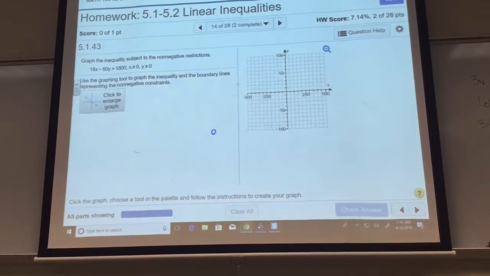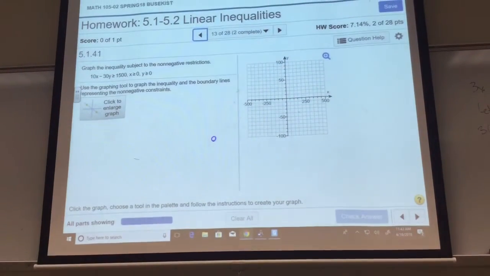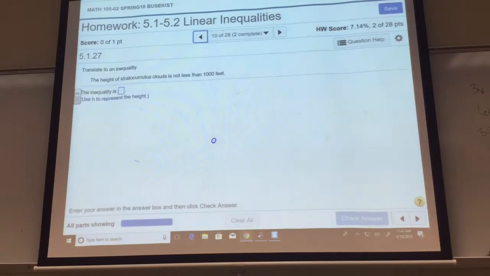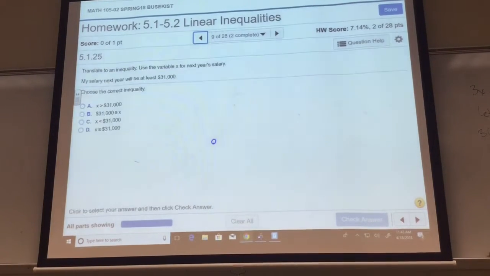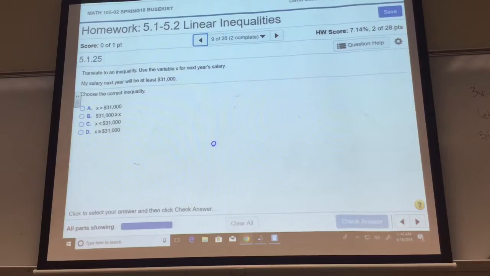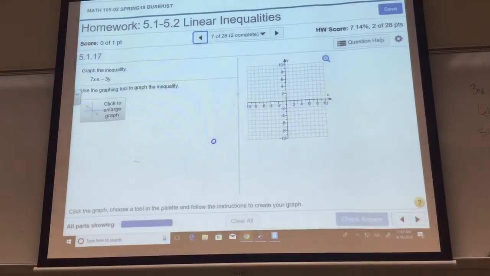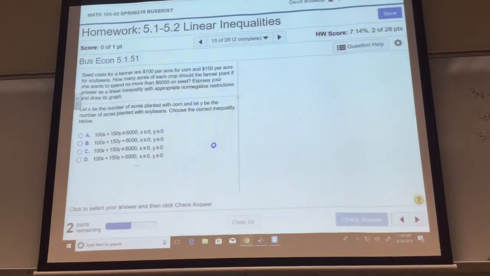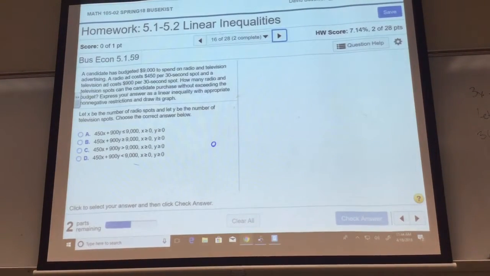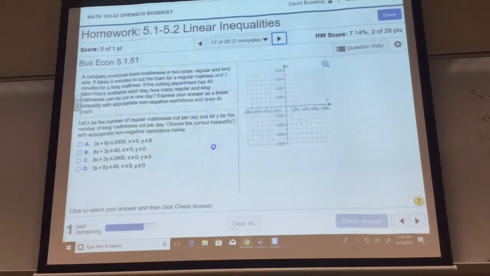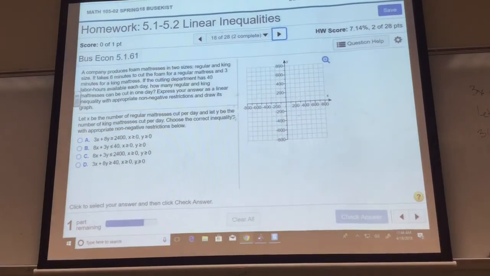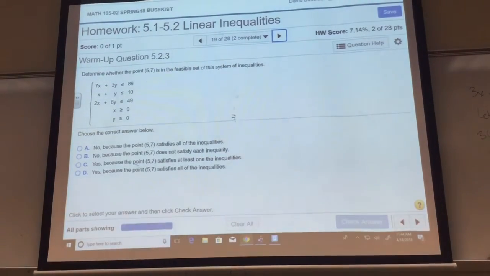Number 14. Not ready for that yet. Maybe I went the wrong way. It's only a one-part problem. Still only one, so I didn't go far enough. It should have been 14. Let's go to 15. Still not the problem I want to look at yet. There we go.